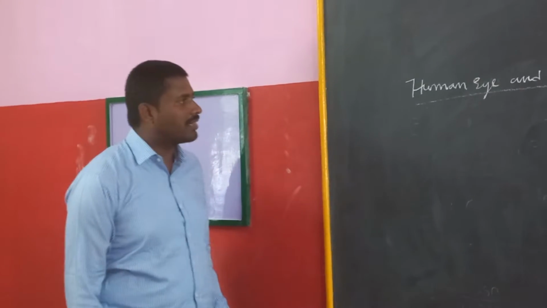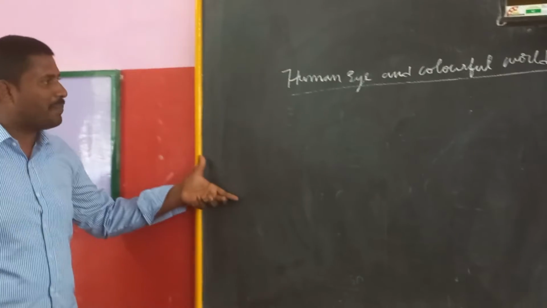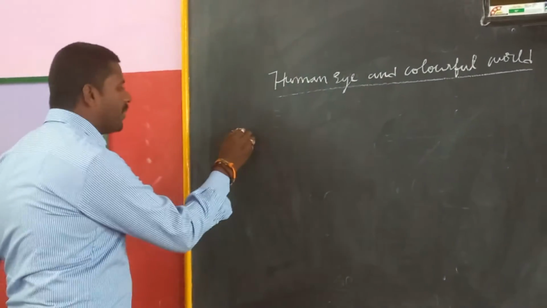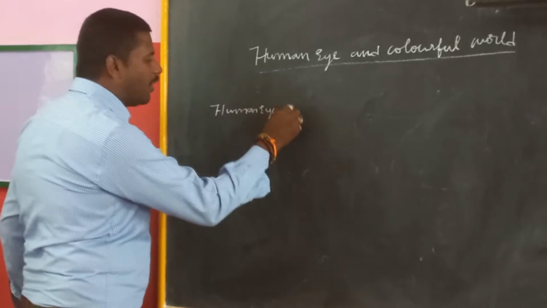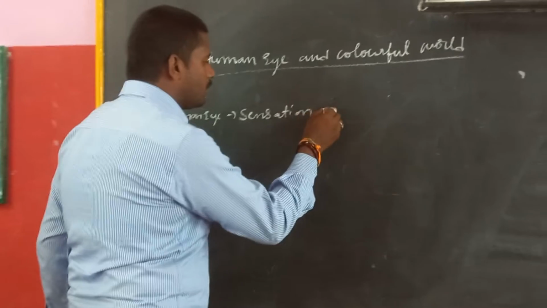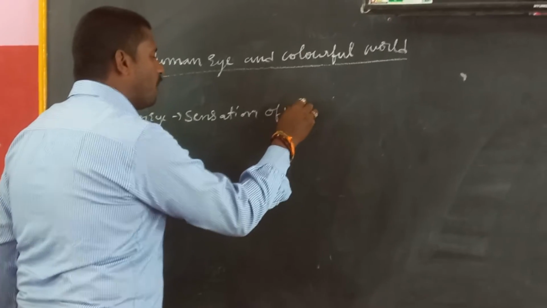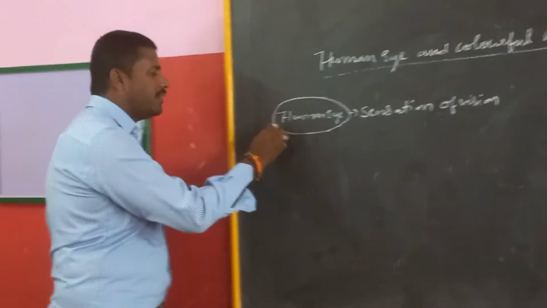Yes. In this class, we are going to study about the human eye and the colorful world. And as a part of this, first of all, we would like to study about the human eye. The human eye works under the principle of sensation of vision. Out of all 5 sense organs, this is one of the important sense organs of our body.